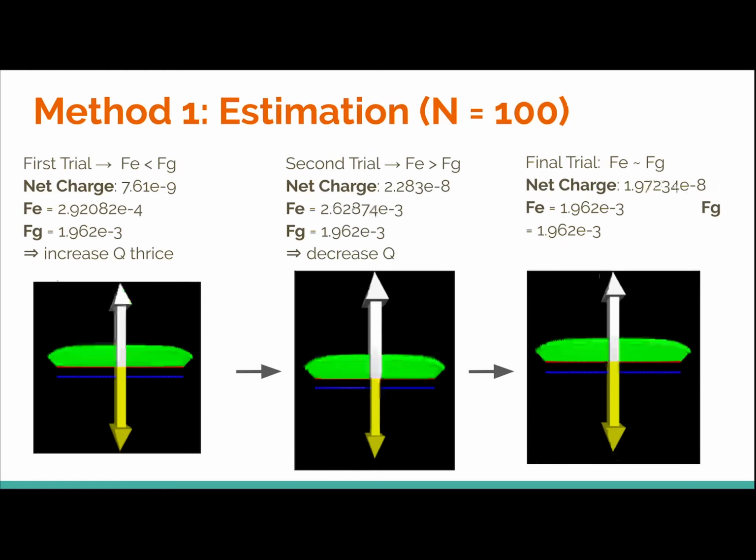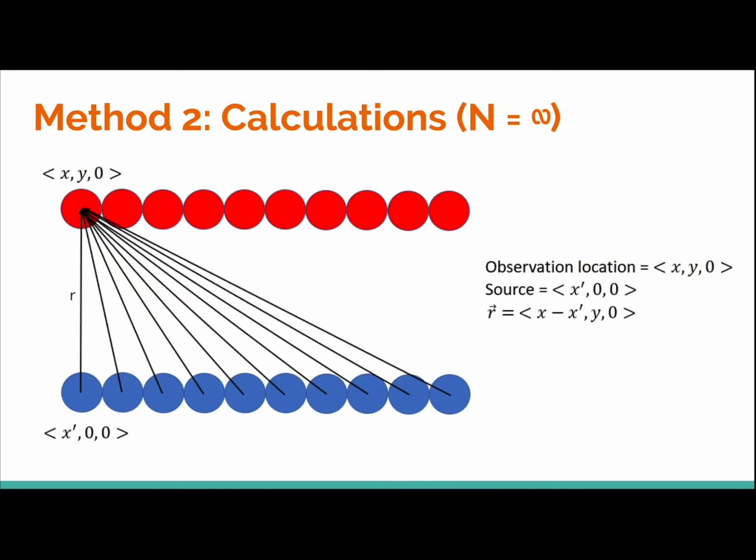Then I increased the pieces of tape to 100 for better accuracy. I went through the same process and got a net charge of 1.972 × 10^-8 coulombs, which was slightly smaller than the previous method where I divided the tape into 10 pieces. The second method is calculating the net electric force by dividing the tape into infinitesimal pieces and then integrating them to get the most accurate and realistic value of the net charge.